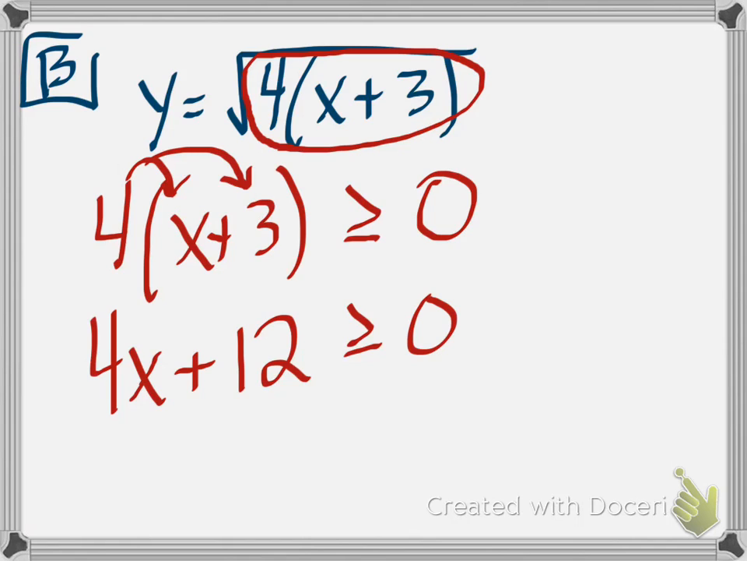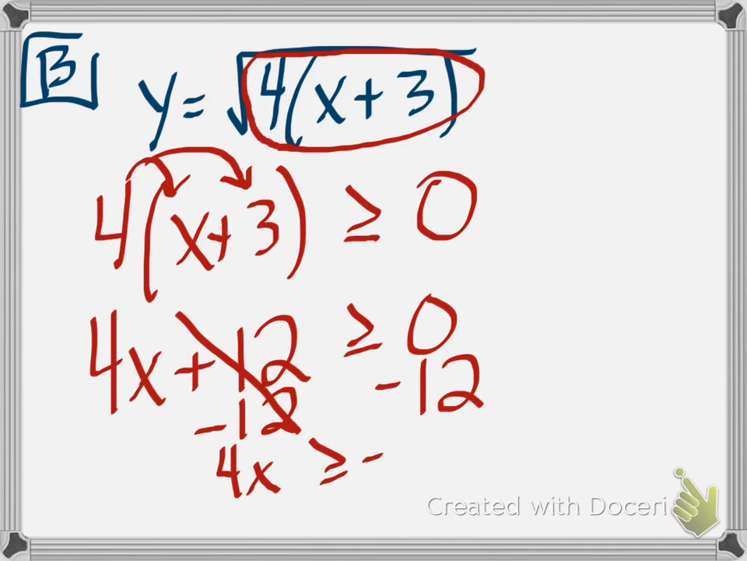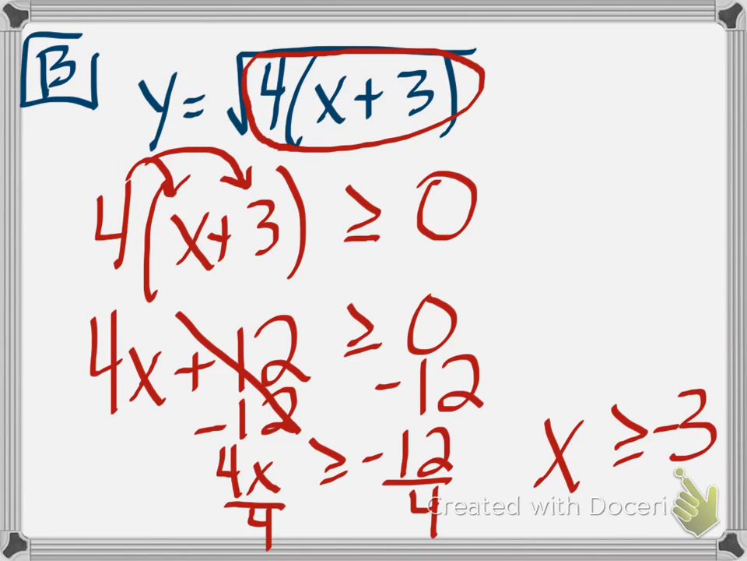Now these are just like the inequalities we did earlier in the year. So I have my x term, and I have the other thing. Let's do the inverse of the other thing first. I'm going to subtract 12. This goes away, and I get 4x is greater than or equal to negative 12. Divide it by 4, and you get an answer of x has to be greater than or equal to negative 3. And that would be the answer.